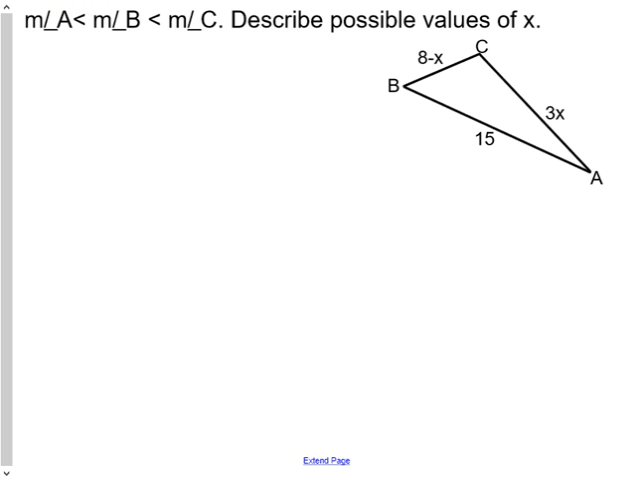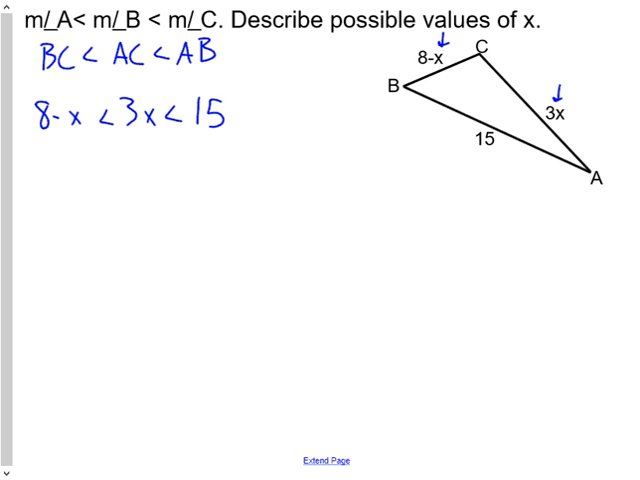Moving on. Angle A less than B less than C, describe possible values again. BC less than AC less than AB. Plug in. Now notice this time we have more than one x. So we'll put the chain inequality together, but you'll recognize that there'll be something that won't work. So plugging it in, 8 minus x is our smallest side, AC is 3x, and AB is 15. Okay. If I wanted to solve, I need to get x's in the same spot. But if I add x to all three sides, look what happens. 8 less than 4x less than 15 plus x.